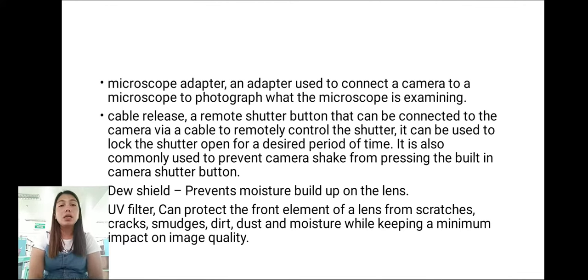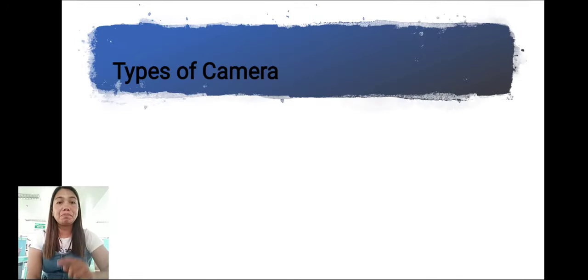certain distance. We also have a UV shield. It prevents moisture buildup on the lens. We also have a UV filter or ultraviolet filter, which can protect the front element of a lens from scratches, cracks, smudges, dirt, dust, and moisture while keeping a minimum impact on image quality. So we go to the types of camera.